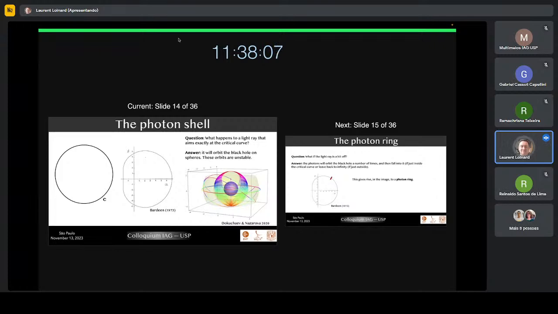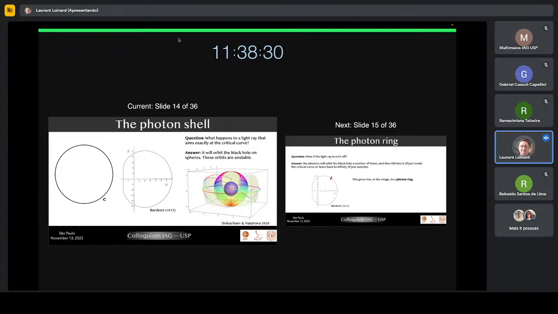The photon just stays orbiting the black hole in a circle with a radius equal to 1.5 times the Schwarzschild radius. Okay? If it's a Kerr black hole, it's a lot more complicated. In fact, in a Kerr black hole, that curve is not even always at the same distance from the center of the black hole.